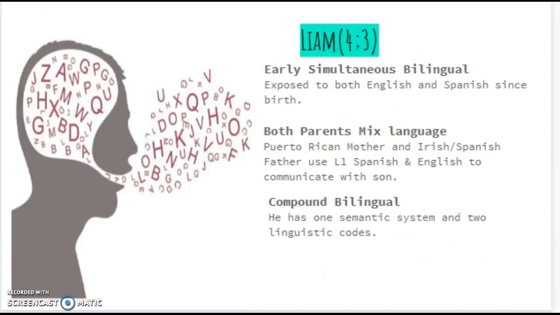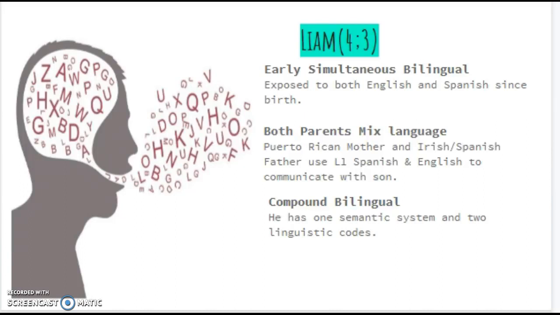The next focus child is Liam, age 4 and 3 months. He's an example of early simultaneous bilingual, being exposed to both English and Spanish since birth. Now, his parents have a role where they mix the languages. His mother's Puerto Rican and his father is Irish and Spanish. So they grew up with both L1 being Spanish and English, and they use this to communicate with their son.